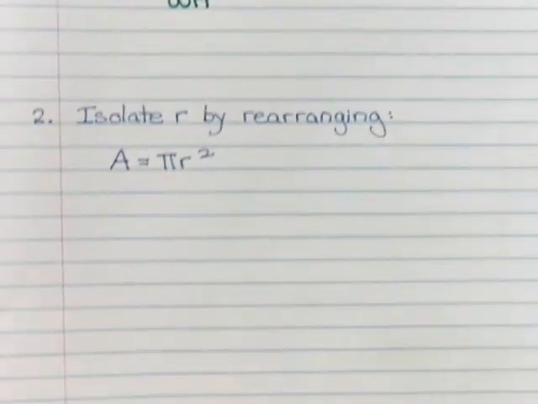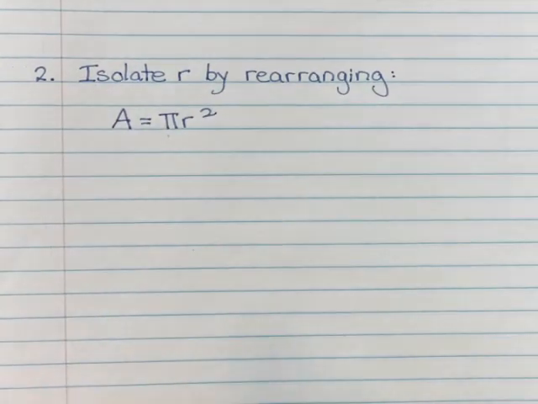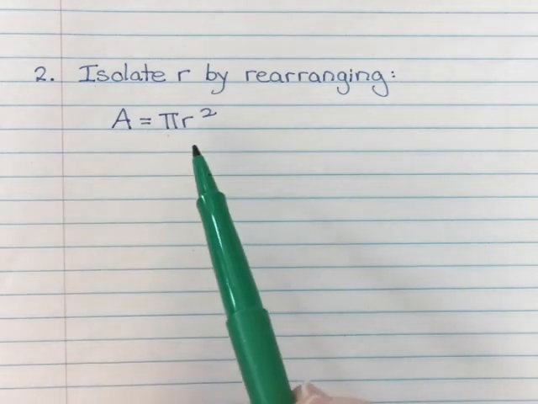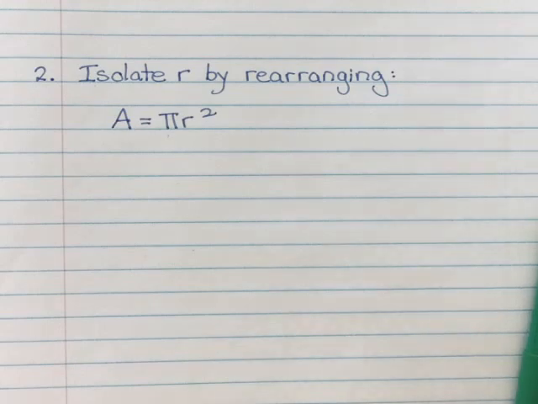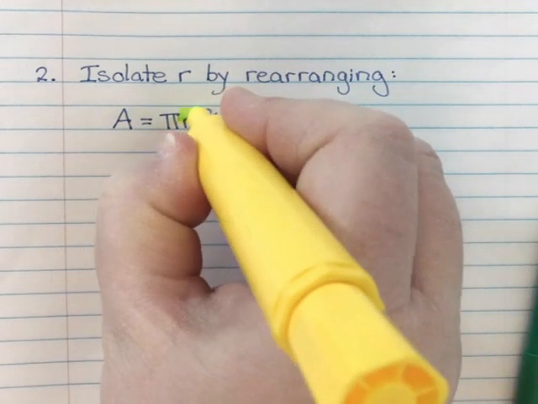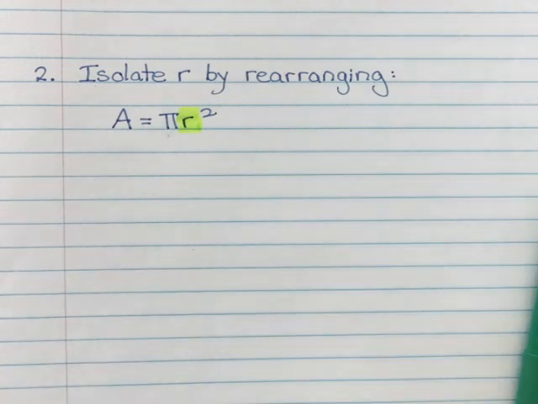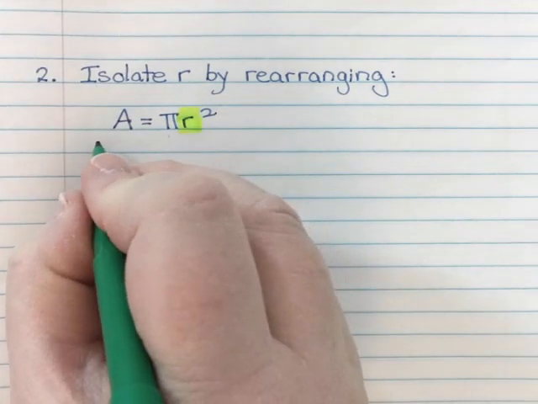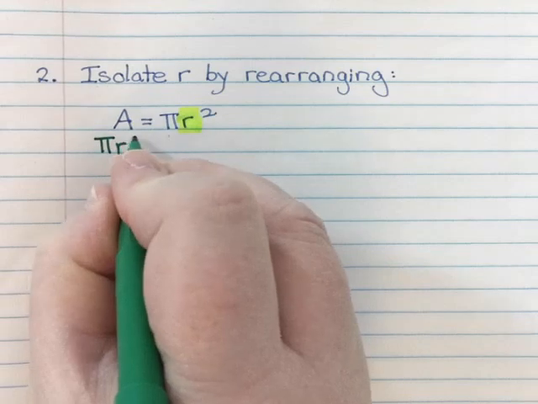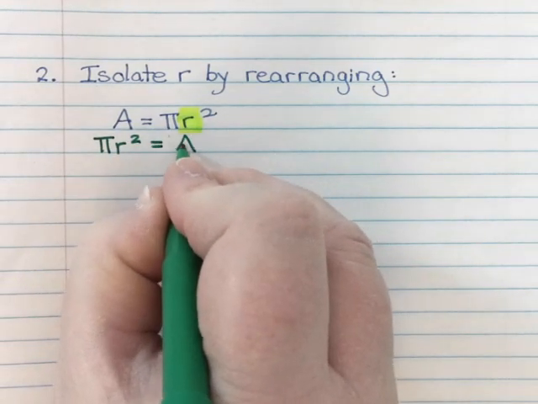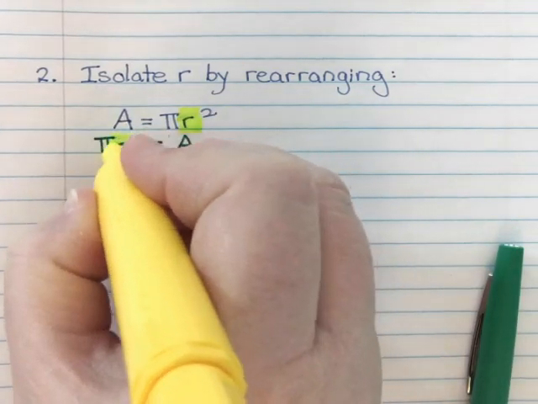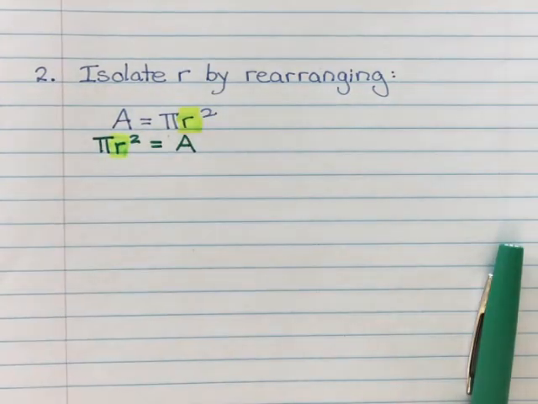Okay, we have one more question. It says isolate R by rearranging, and our formula is A equals pi R squared. This is the formula for the area of a circle. So we are trying to get the R by itself. It is on the right-hand side of the formula, which is okay, but I like to have it on the left-hand side, so I'm just going to trade the two sides. I'm not changing the order of anything. I'm just switching what side they're on. So I'm going to do pi R squared equals A. And we are rearranging to isolate for R.